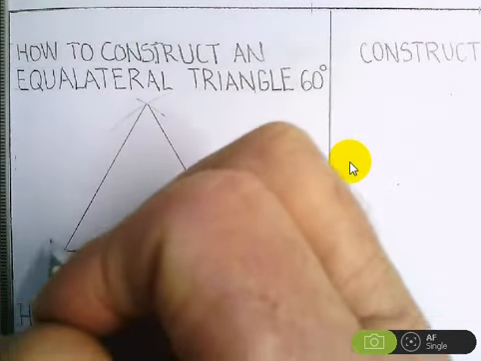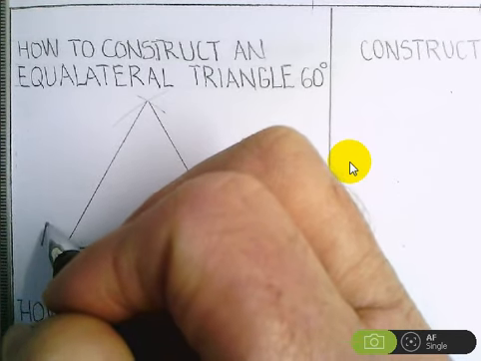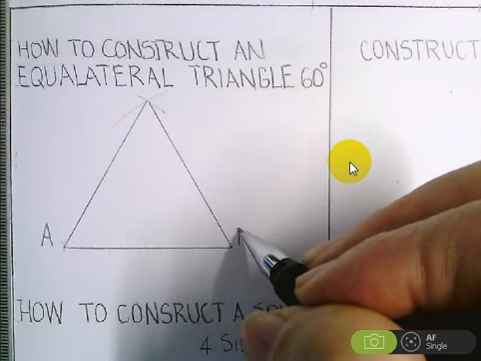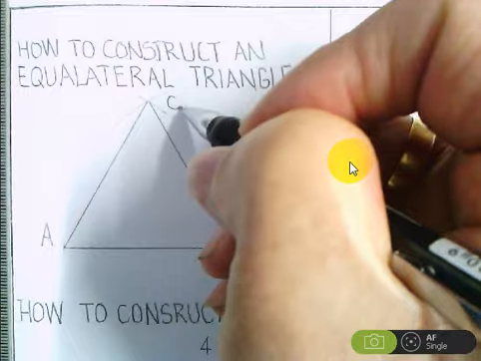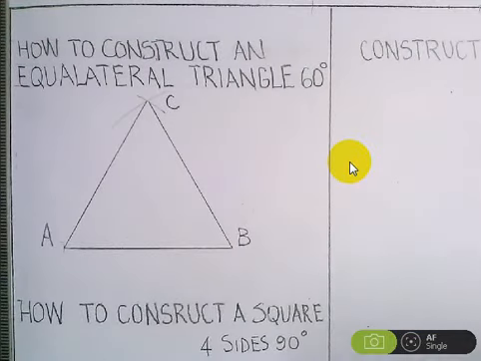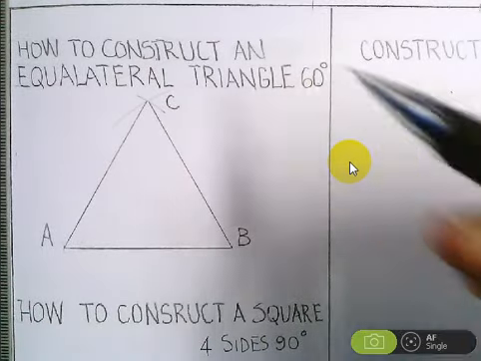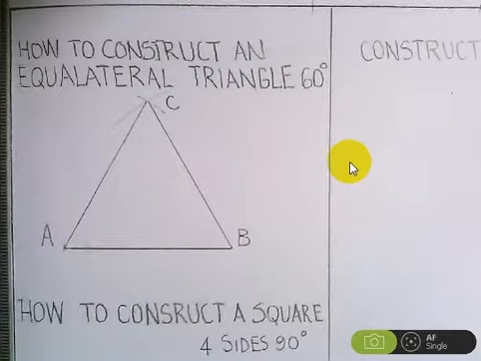Now, if they say label your drawing, then I would go and label it A, B, and C. Now the internal angle over here, there and there, is 60 degrees. Right, that's the equilateral triangle.